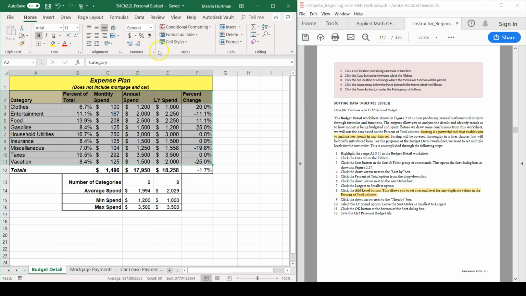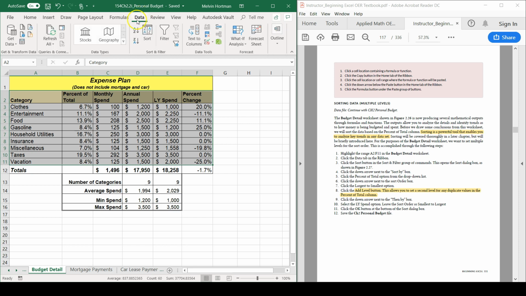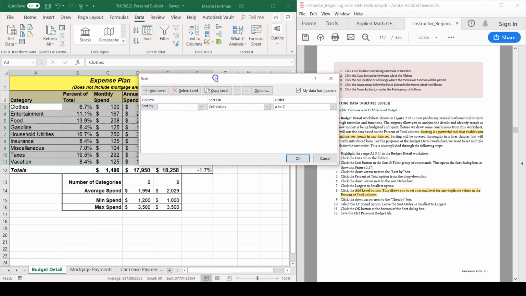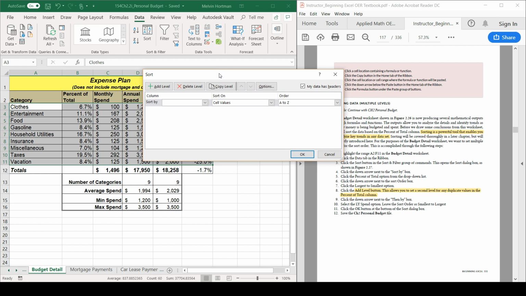So then I'm going to go up to the Data tab in the ribbon, which is right here. And then I'll click on Sort. This is going to give me a dialog box. Here I can add or delete levels of sorting how I please.